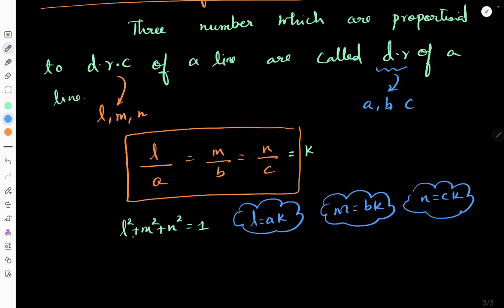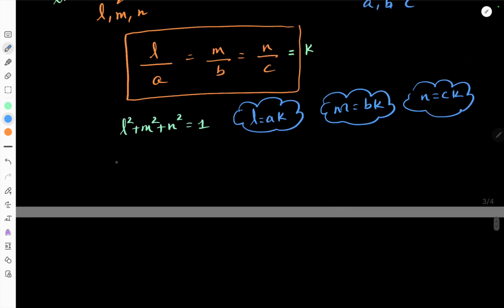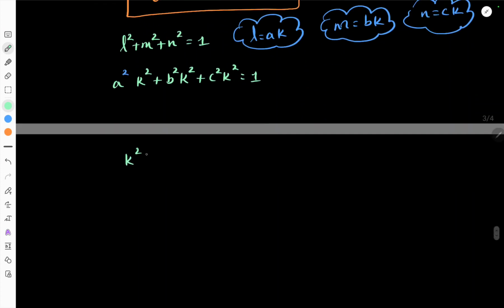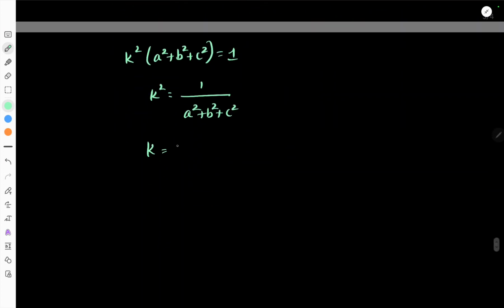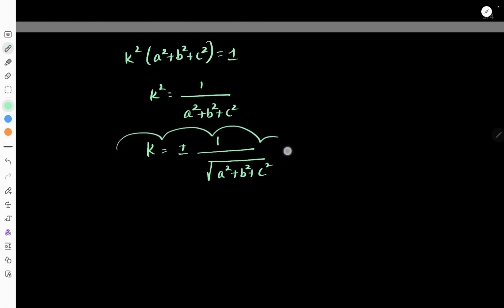So from here we have one relation, L square plus M square plus N square is equal to 1, which means I can just substitute: A square K square plus B square K square plus C square K square is equal to 1. So from here I can take K square common. I will get K square times A square plus B square plus C square equal to 1. So K square will be equal to 1 divided by A square plus B square plus C square. From here I got the value of K as plus or minus, whenever I take square root on both sides, plus or minus will come, 1 over root of A square plus B square plus C square. So this is the value of K.